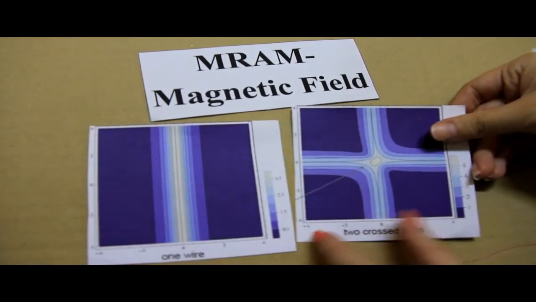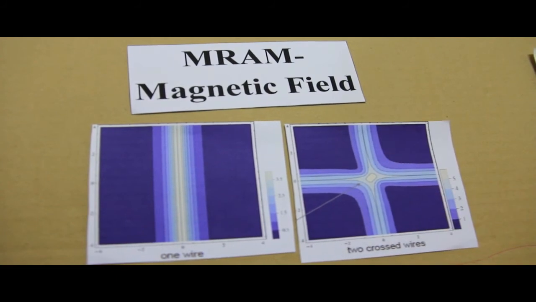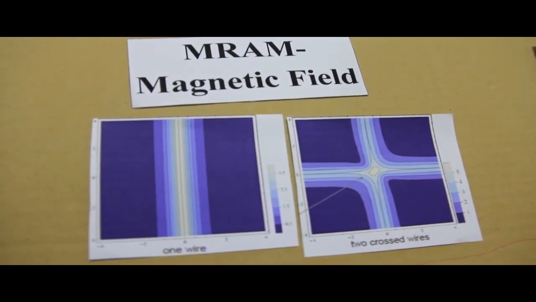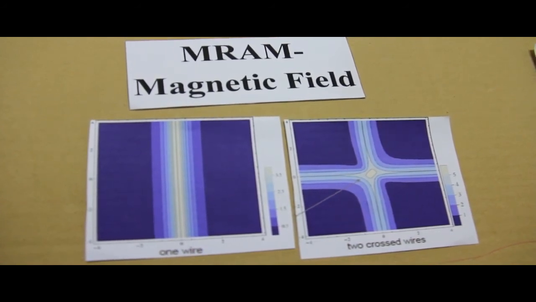Diagram on the left is magnetic field with one conducting wire, while diagram on the right is magnetic field with two crossed conducting wires. Note that the small area is the area with highest field values.